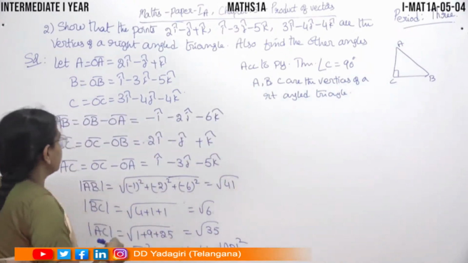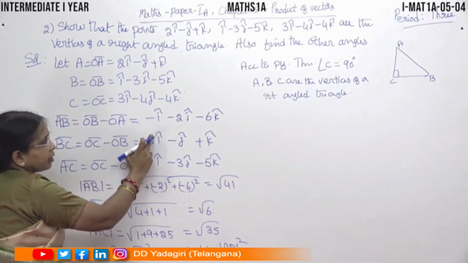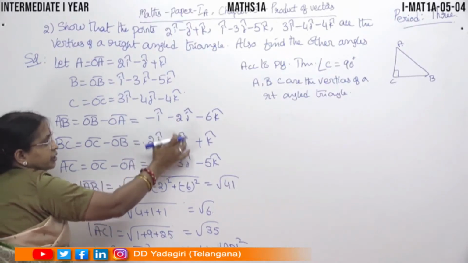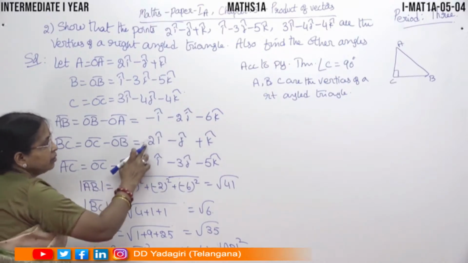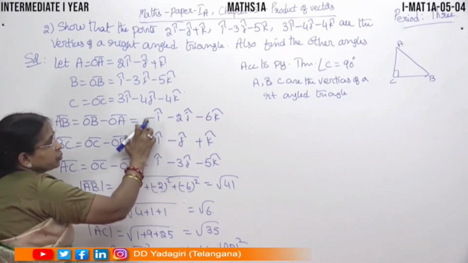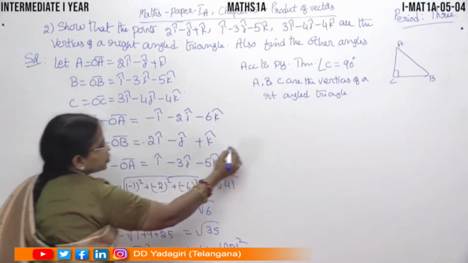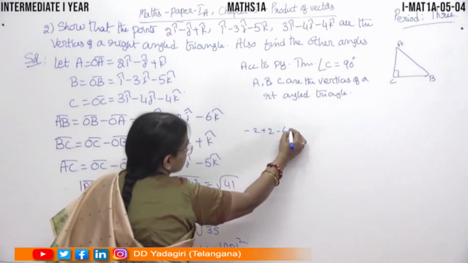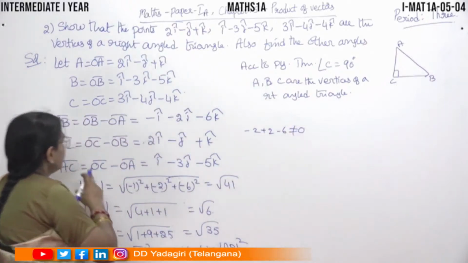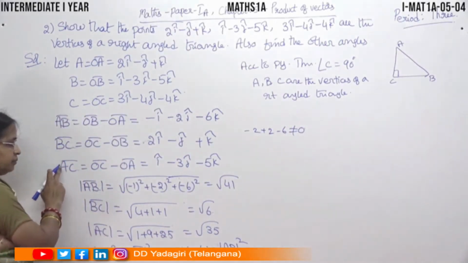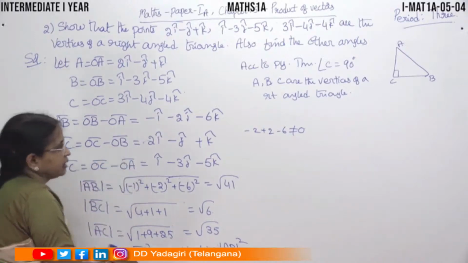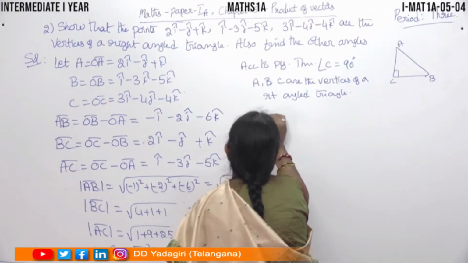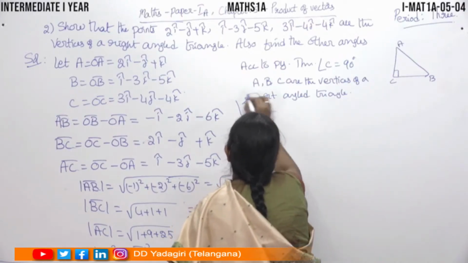Or you can also take the dot product. Dot product is what? Just a product of these two: the i coefficients, j coefficients, k coefficients, like that. So if you see, it is 2 into minus 1 is minus 2, and then plus 2 plus minus 6. This is not equal to 0. Now you take BC dot AC, or you can also use this property.